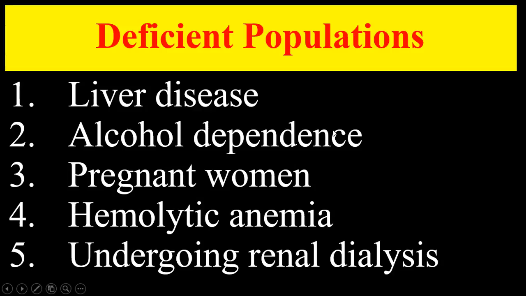So what are the deficient populations? Since it is stored in the liver, liver disease is a deficient condition. Alcohol hinders the liver, so it is also one of the deficient conditions. And in pregnant women, the demand is higher, 0.8 mg per day, so it is also one of the conditions in which there may be deficiency. And hemolytic anemia, because there is high turnover of RBCs, which are manufactured and destroyed very fast, so it is one of the conditions.